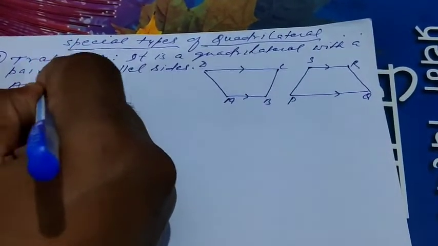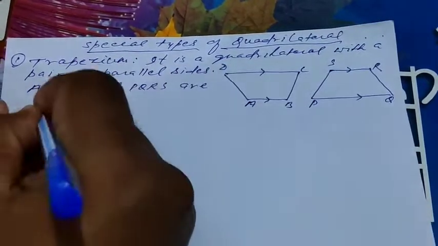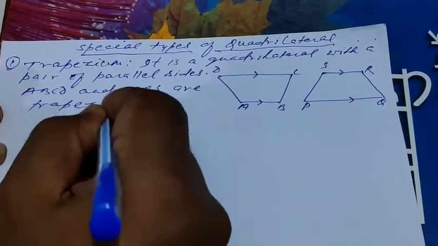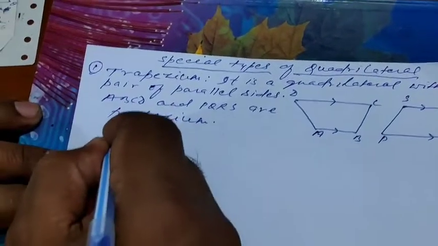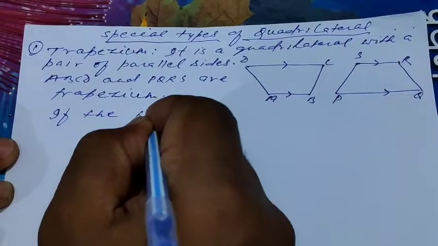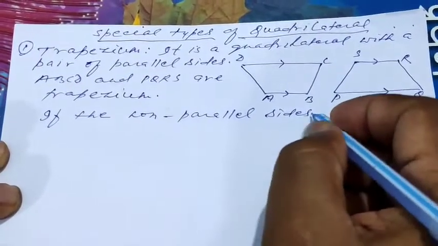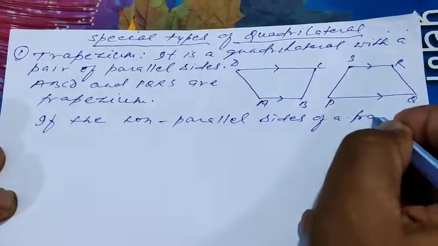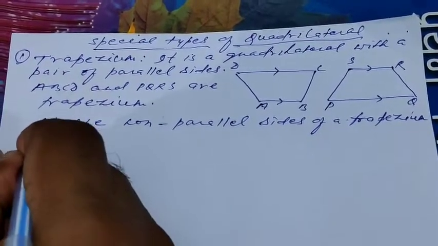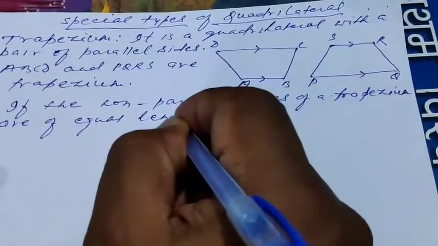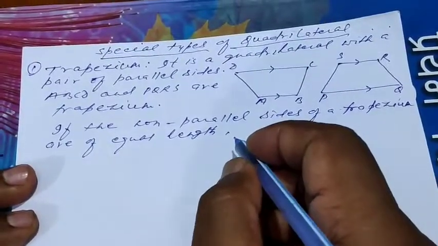ABCD and PQRS are trapezium. If the non-parallel sides of a trapezium are of equal length, it is called an isosceles trapezium.